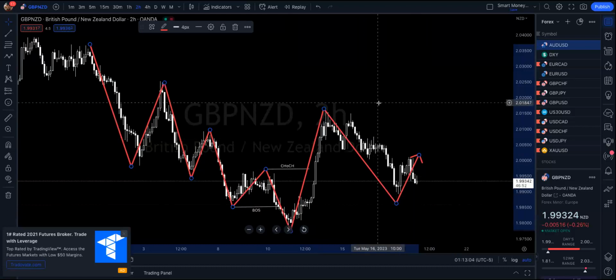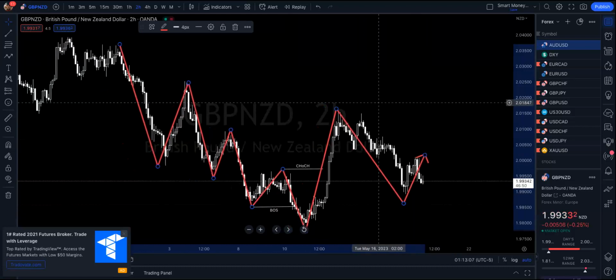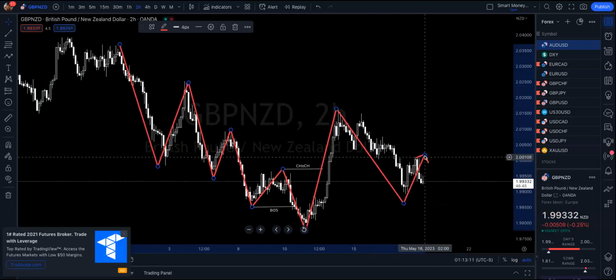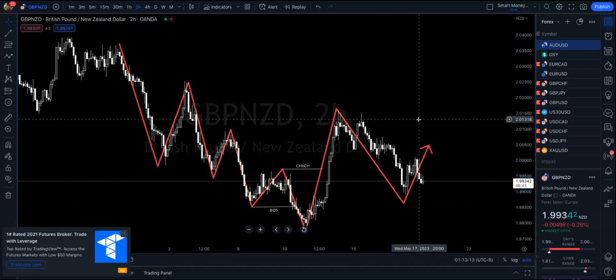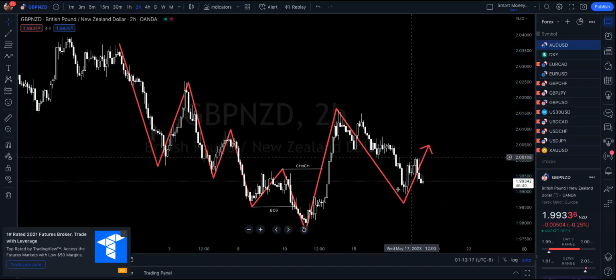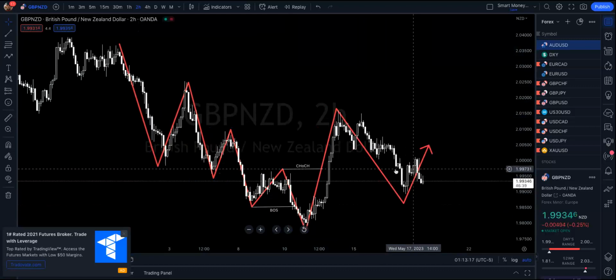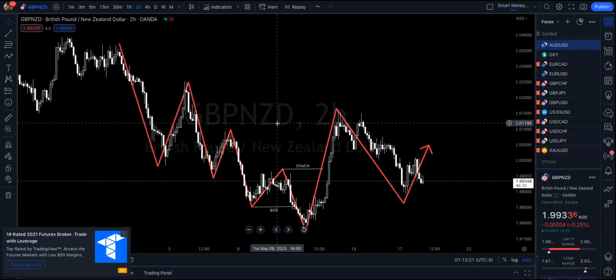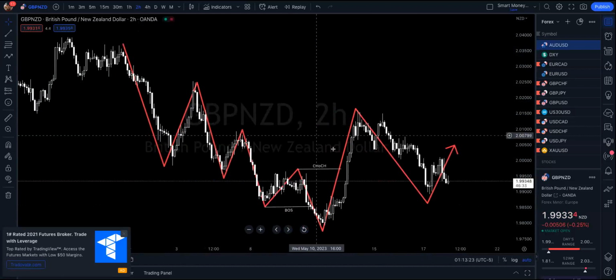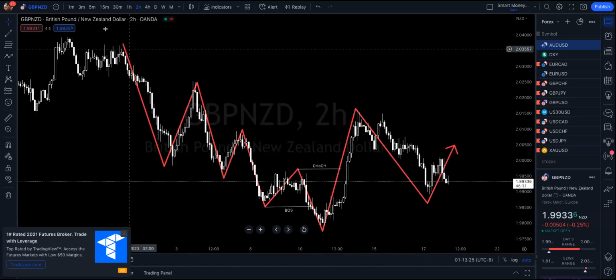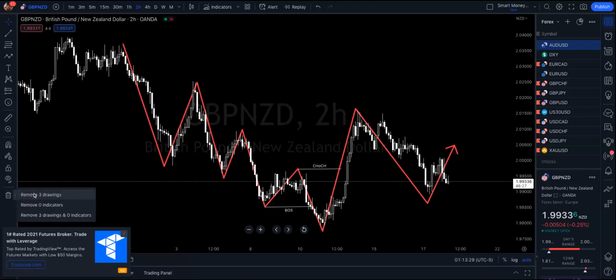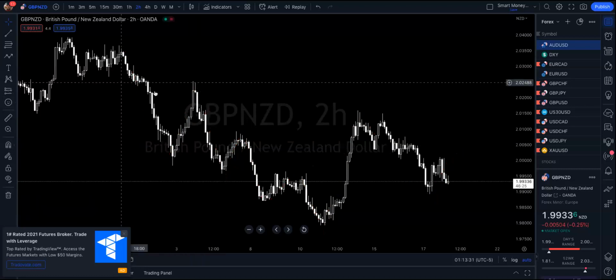changing character. So for the purpose of this video, let's just assume that price will go up. We don't know yet, and we're going to get to how we will know. But just for the purpose of this video, let's say price is going to go up. So what we're going to do is let's get rid of this. Market structure 101 basic.